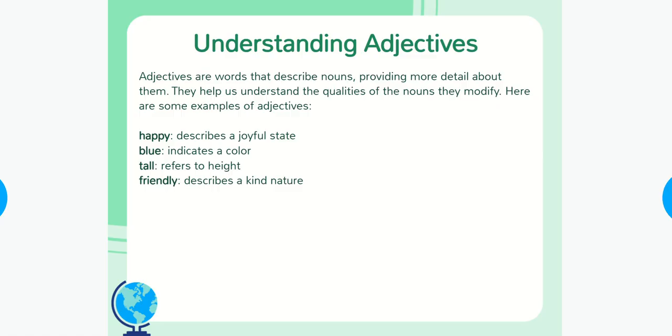Adjectives are words that describe nouns, providing more detail about them. So, for example, happy, which describes a joyful state, blue as a color, tall refers to height, friendly describes a kind of nature.